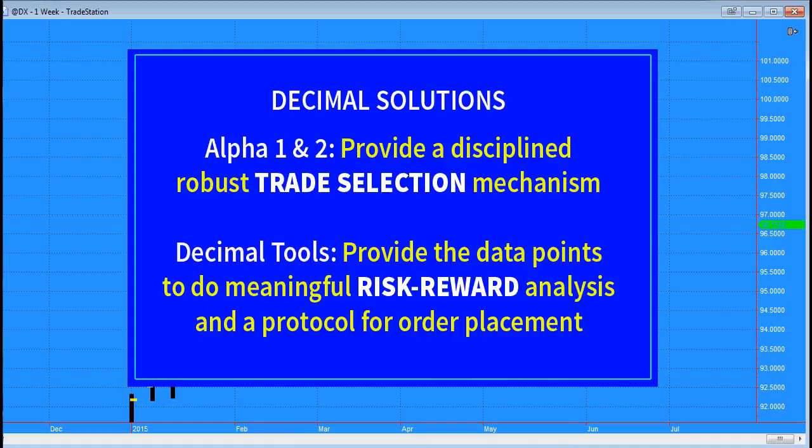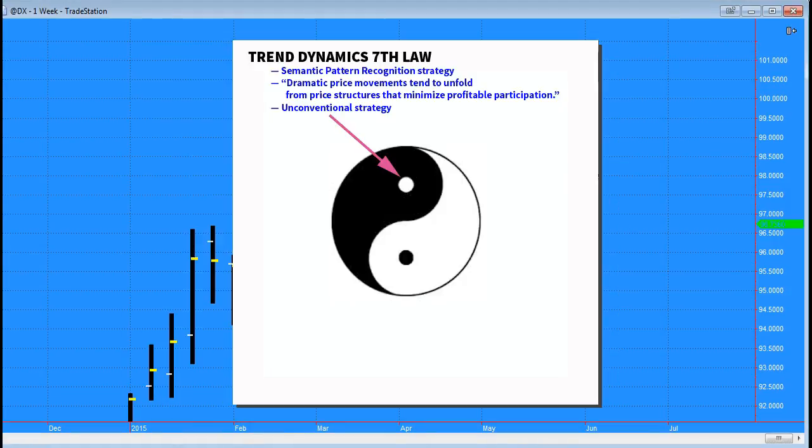Let's now proceed by visualizing a schematic of one type of multi-model framework for decision making at a strategic level. We will then use it to define a rule set to identify what a compelling trade opportunity looks like. The first strategic component is Trend Dynamics' 7th law, which is simply an unconventional model based on what we call a semantic pattern rule. We describe the semantic pattern classification of price behavior models in our website.